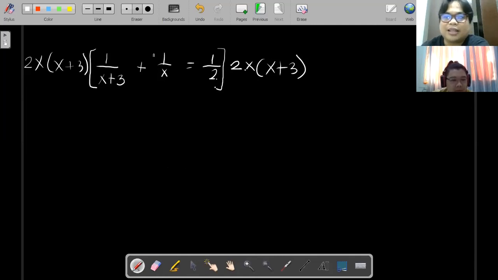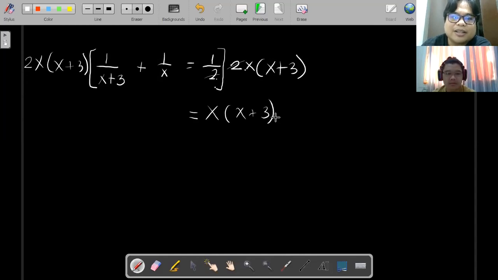Okay, and then distribute, multiply 2x times x plus 3 times 1/2. What happens? You have 2 common here, so that one cancels out. All you have left is x times x plus 3. Then this one again, this entire thing multiplied by this one, you have a common term, which is x plus 3. So x plus 3 cancels out. All you have left is 2x.